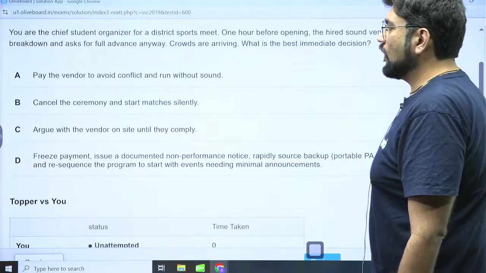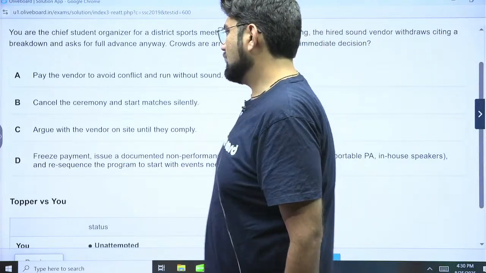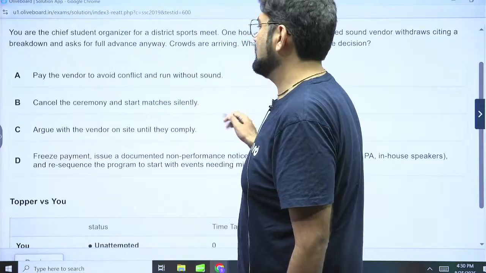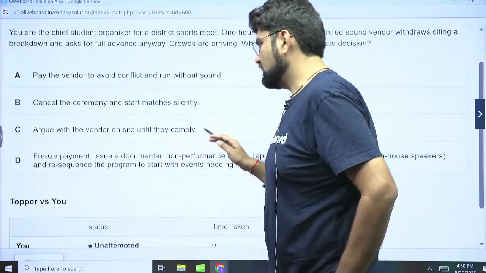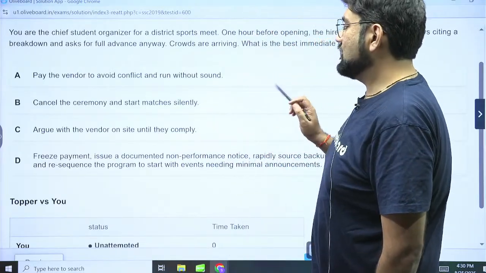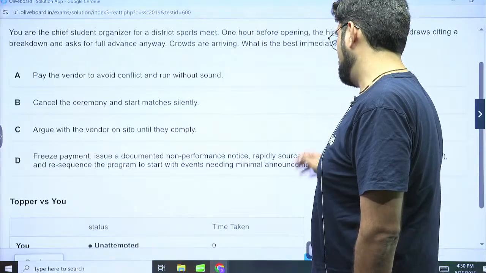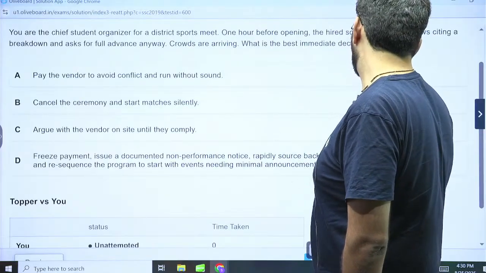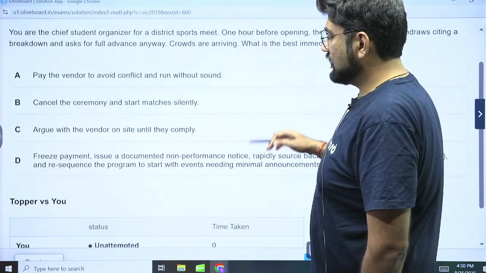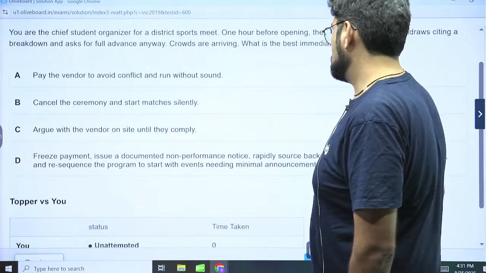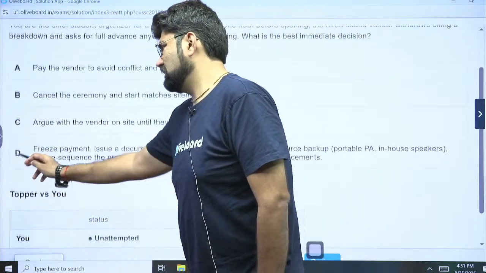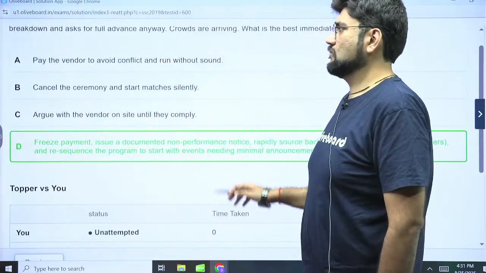Pay the vendor to avoid conflict and run without sound. Cancel the ceremony and start matches silently. Argue with the vendor on site until they comply. Freeze payment, issue a documented non-performance notice, rapidly source backup portable PA, in-house speakers, and resequence the program to start with events needing minimal announcements. I think it's pretty clear. There was no rocket science about this one.